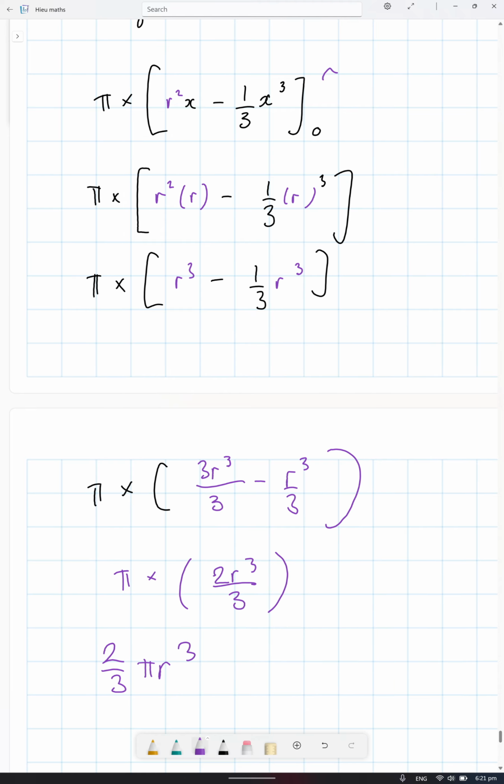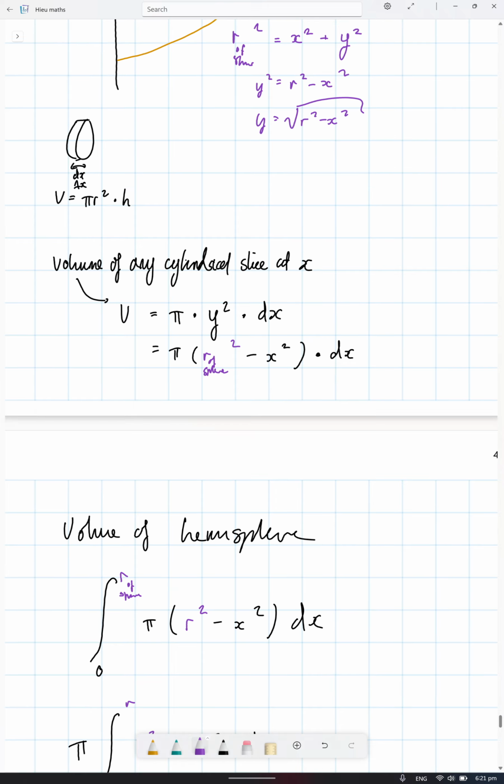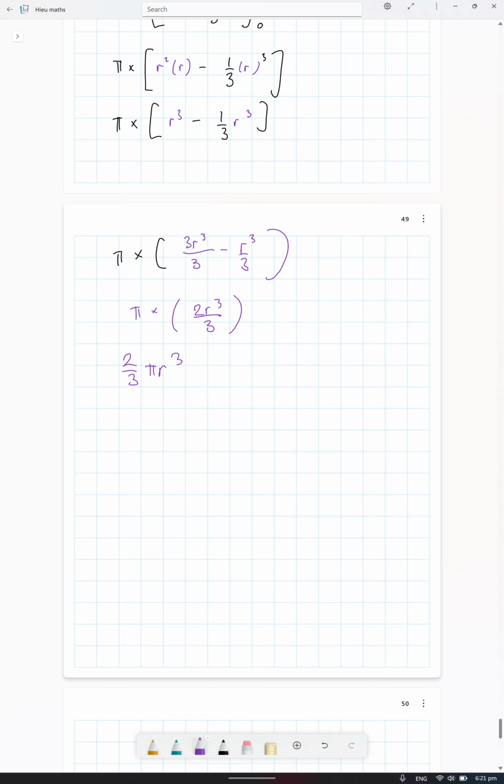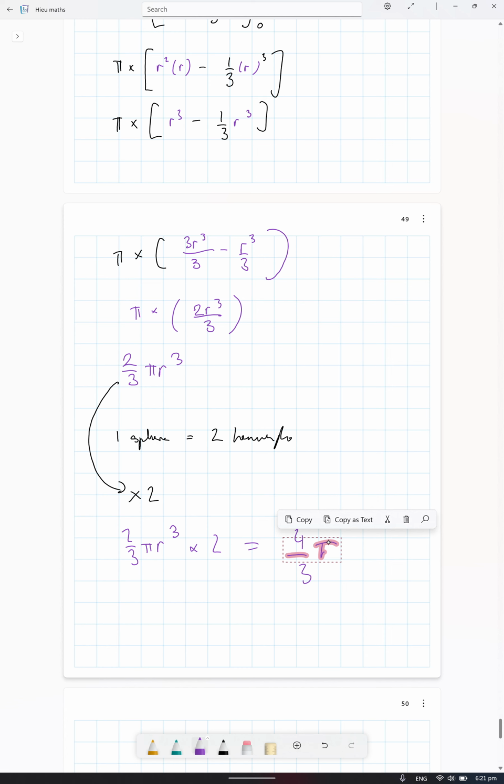Okay? And remember, we're doing the volume of a hemisphere. How many hemispheres in a sphere? One sphere equals 2 hemispheres. So all I have to do is take the volume of that and multiply by 2. So if we have 2/3 pi r cubed, we multiply by 2, what does that equal? 4/3 pi r cubed. There we go.